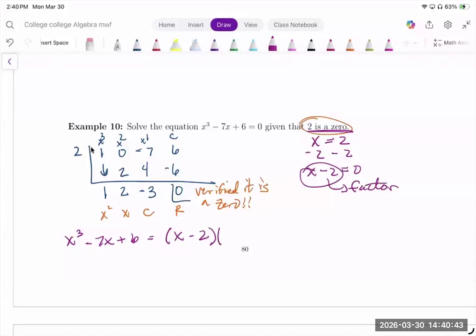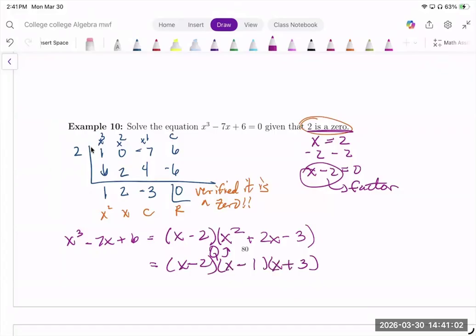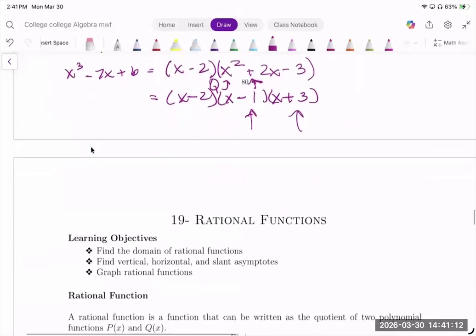All right, so then the quotient is what goes here. So that is x squared plus 2x minus 3, and we factor it. So that's x minus 2, and then x minus 1, x plus 3, because I need minus 1 plus 3 to add to positive 2. Oh, hopefully this is sinking in.